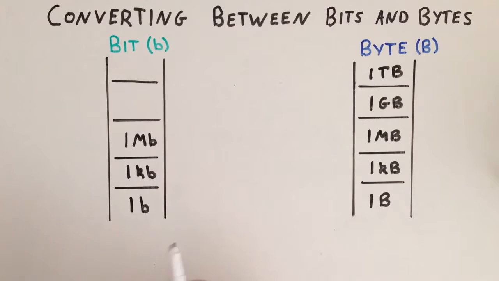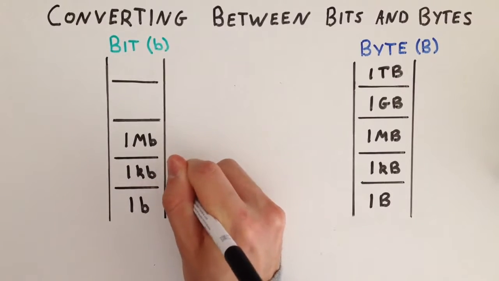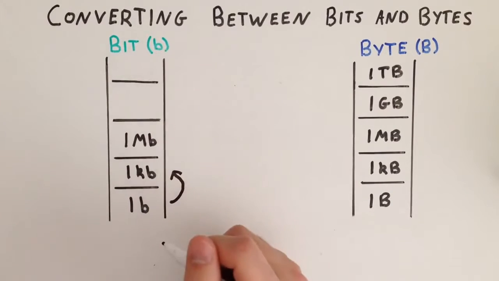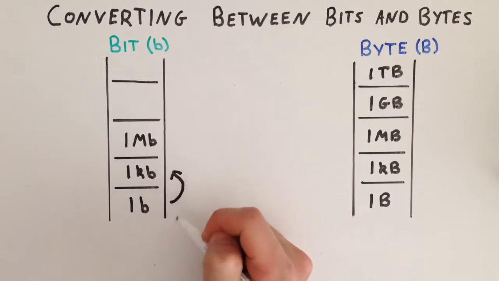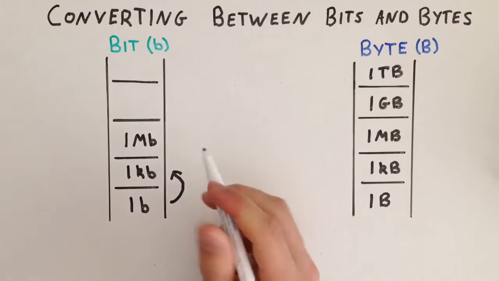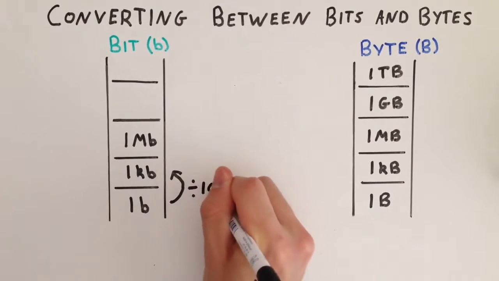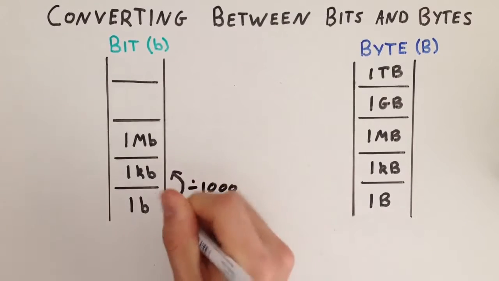Now we need some conversion factors. Let's go back to the bit ladder. The magic number to convert between these levels is 1000. We just need to determine if we multiply or divide when changing between the different levels. So if we want to go from a lower level to a higher level, if we want to climb up the ladder, we divide by 1000 for each level.